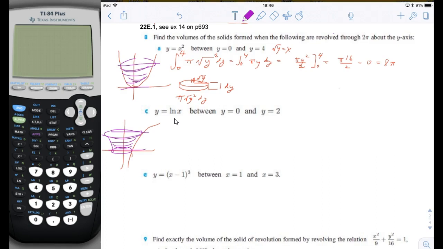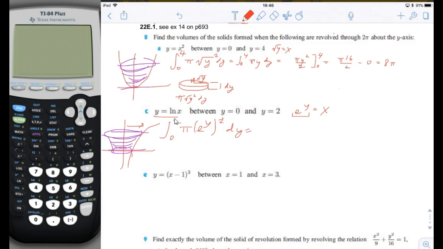Each disc is going to have the area pi times r squared, and the r here is going to be, let's see, I need the x value in terms of y. So y equals natural log of x. If I do e to the both sides, then I would have e to the y equals e to the natural log of x, which is just x. So actually, my radius would be e to the y. So it's e to the y squared, because pi r squared is the area of the cross section, and then I multiply it times dy, which is the thickness of one of these discs. Then I'm going to integrate it from 0 to 2.